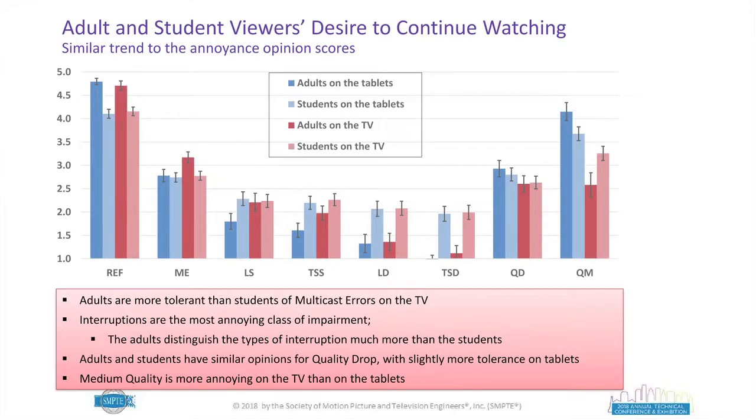Again, a similar trend to the annoyance opinion scores, in the sense that the adults are more tolerant than the students of multicast errors on the TV. Equally, for the students and the adults, the interruptions were the worst. However, the adults distinguished the type of impairment much more than the students, whether it's a long stall or two short stalls, whether it's a long drop or two short drops. So they were able to distinguish more. The adults and the students have a similar opinion for quality drops, and medium quality is more annoying on the TV than it is on a tablet.